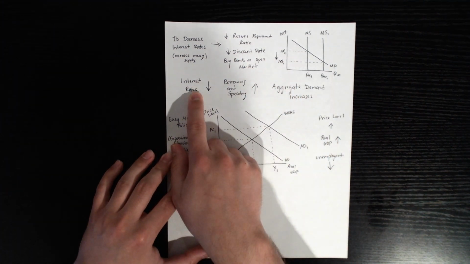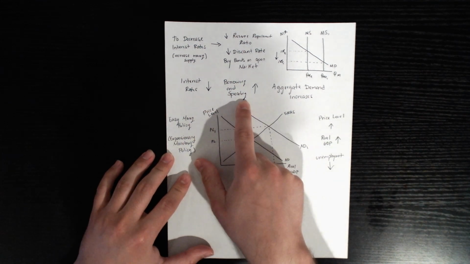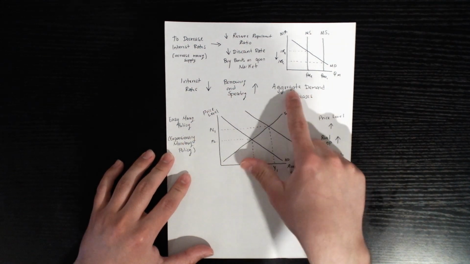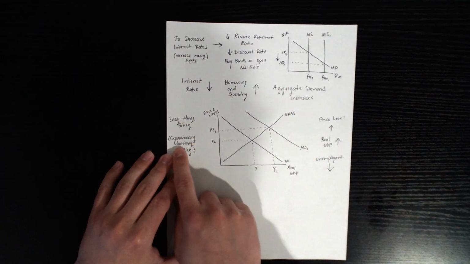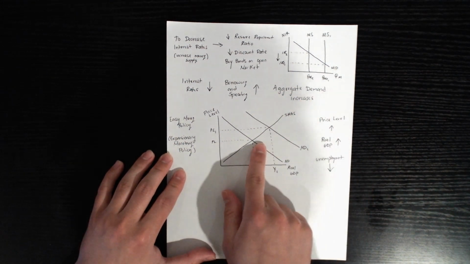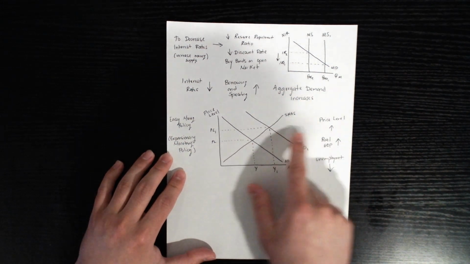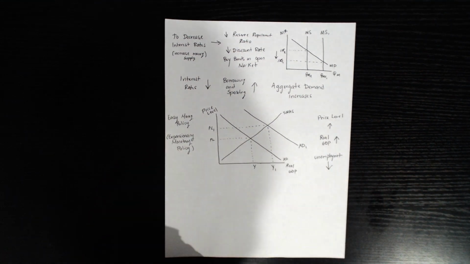With the lower interest rate, people are going to borrow more money, which means they have more money to spend, and more spending leads to an increase in aggregate demand. This is called easy money policy or expansionary monetary policy. An increase in aggregate demand is going to shift it to the right, which leads to a higher price level, higher real GDP, and less unemployment.